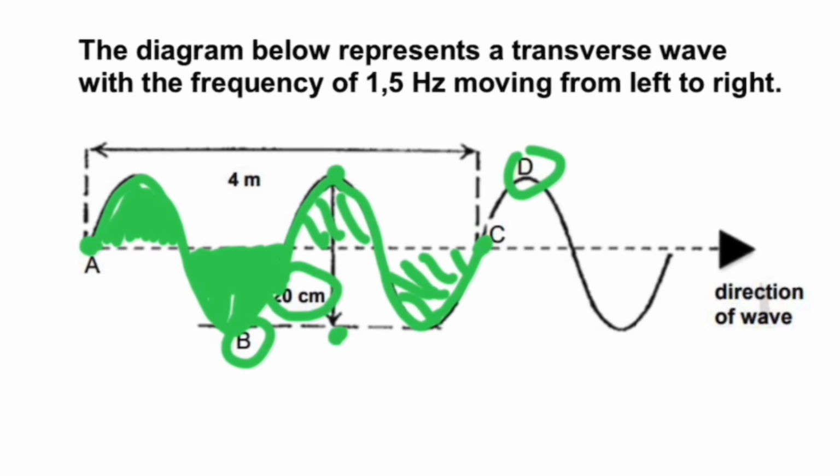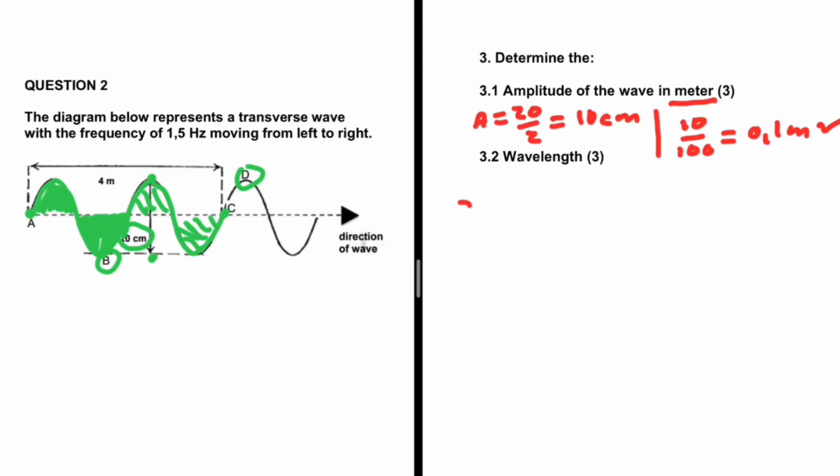So what can we do in a situation like this? We can say that 2 wavelengths is equal to 4 meters. We're given the distance of 2 wavelengths, and it is said to be 4 meters. So obviously, we just need to divide both sides by 2. If we do that, the wavelength is equal to 2 meters. And there we go. We have the answer to 3.2.